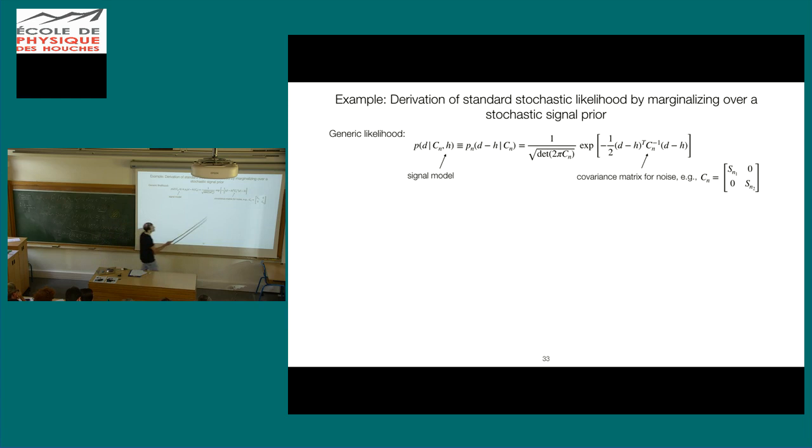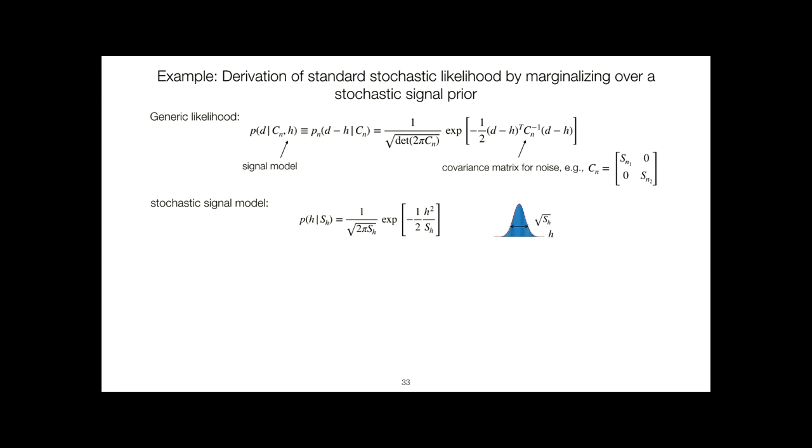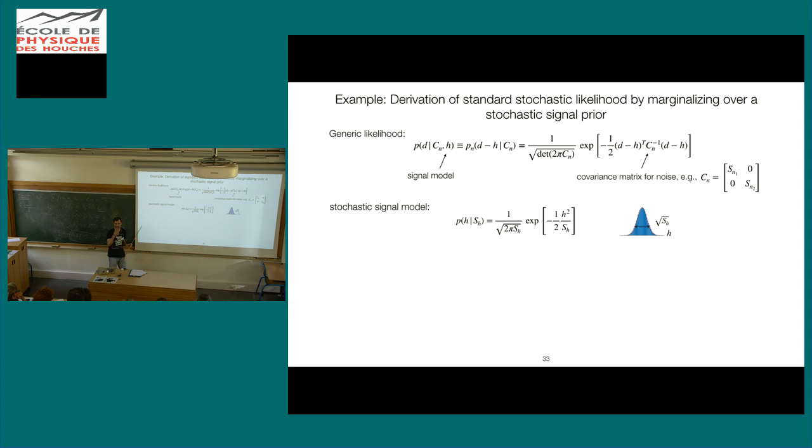So this C_N here is the covariance matrix for the noise. So for example, it's just this here, okay? Now, typically for stochastic signals, we don't care about the individual signal samples, okay? Those are random, they're jumping around. So instead of caring about H, we would like to know rather the width of the distribution, or the variance of those samples. So the stochastic signal model would be a probability distribution for the signal samples given some S_H, which is just a Gaussian distribution here, okay?